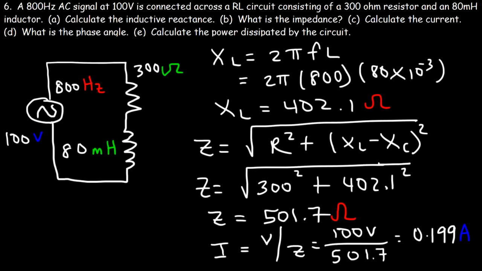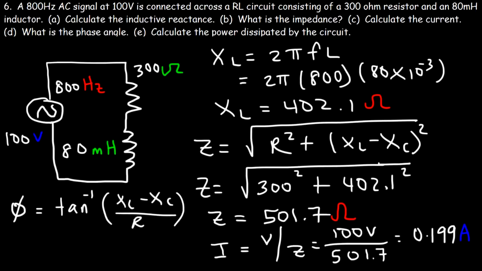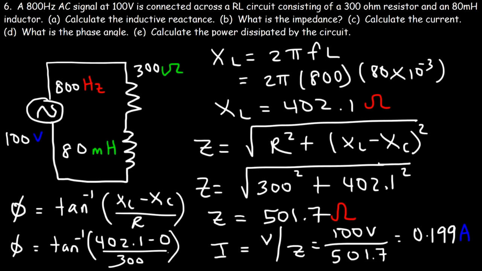Now what about part D? What is the phase angle? To calculate the phase angle, we can use this equation: arctan of XL minus XC over R. So in this case, XL is 402.1, XC is 0, and R is 300 ohms. So arctan of 402.1 divided by 300. Make sure your calculator is in degree mode, by the way. This will give you a phase angle of 53.3 degrees.